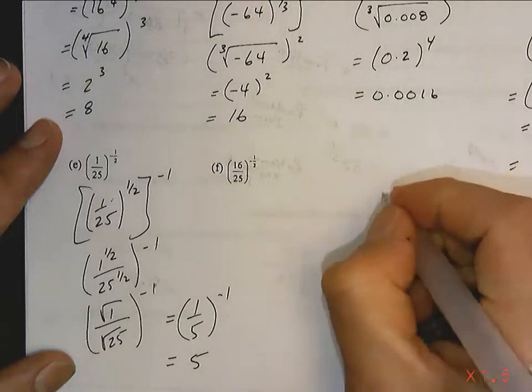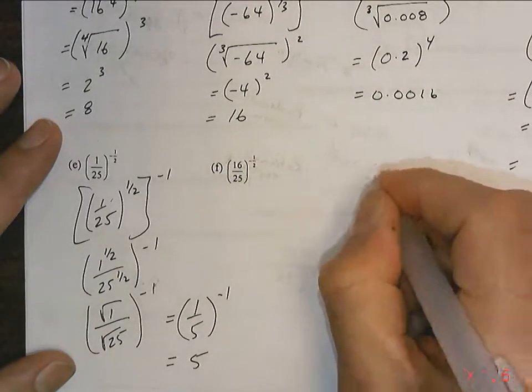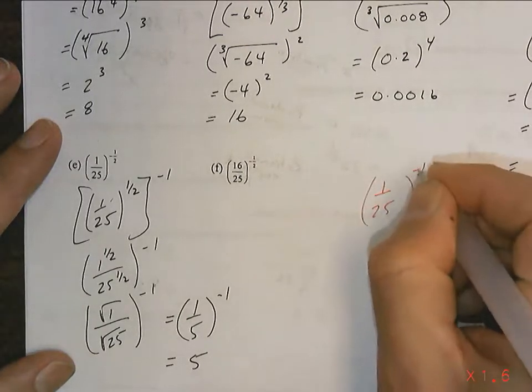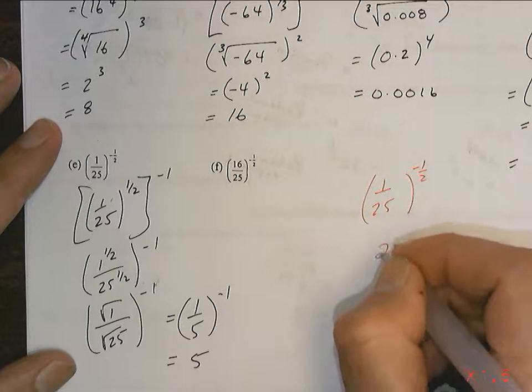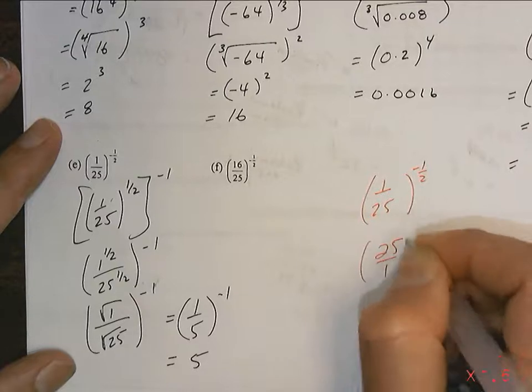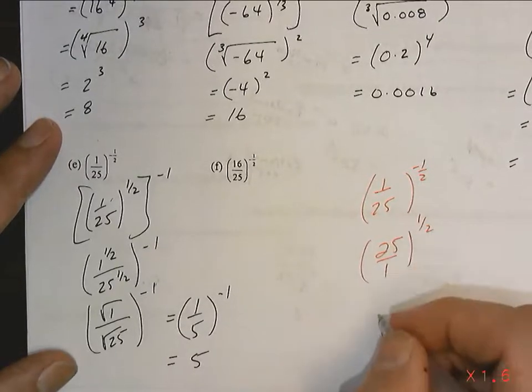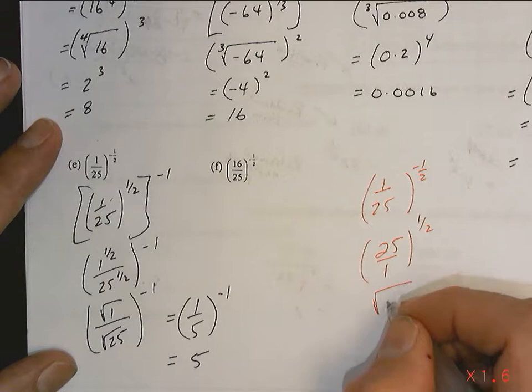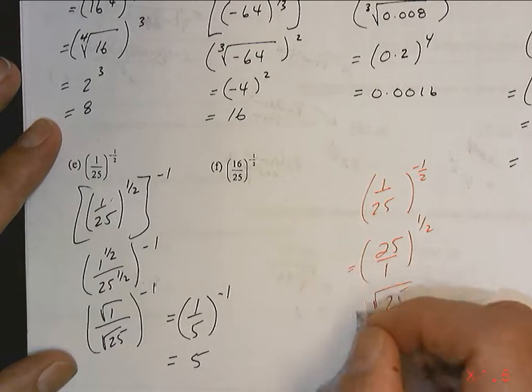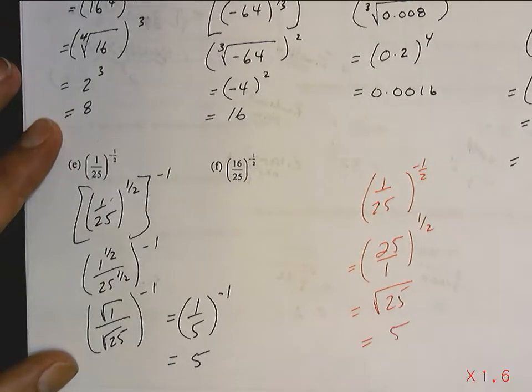Here's another way to do the same question. 1 over 25 to the negative 1/2. See the negative? Let's flip the base right off the bat. So I flip the base. Let's take the 1/2 in. I don't need the 1 on the bottom. And that's probably a nicer way to do that question. A lot faster. And that's going to be the same.